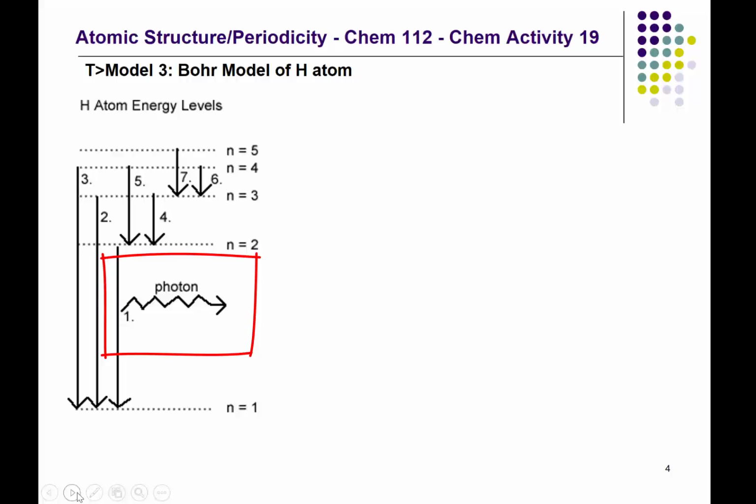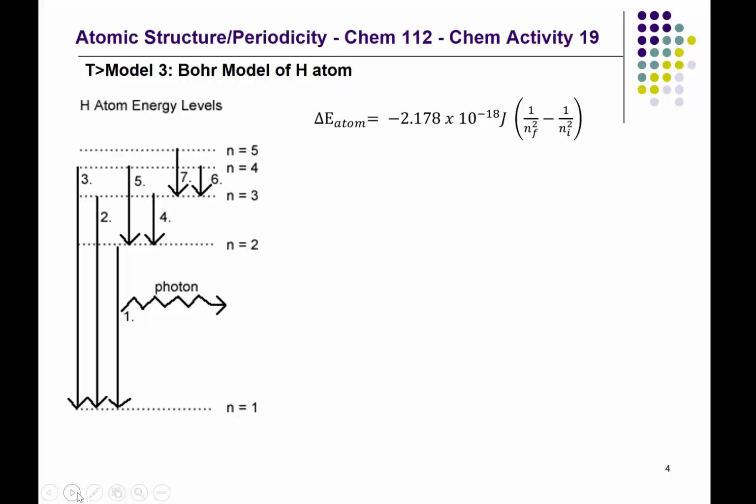So let's run through the calculation. And what I'd like to do is look at a particular transition. So I'm going to make use of this particular equation, which is found on your formula sheet. And note it says the change in energy of the atom is equal to this number, negative 2.178 times 10 to the negative 18 joules. And then it depends on what the difference in energy levels are. So n_f stands for the final energy level, and n_i stands for the initial energy level.